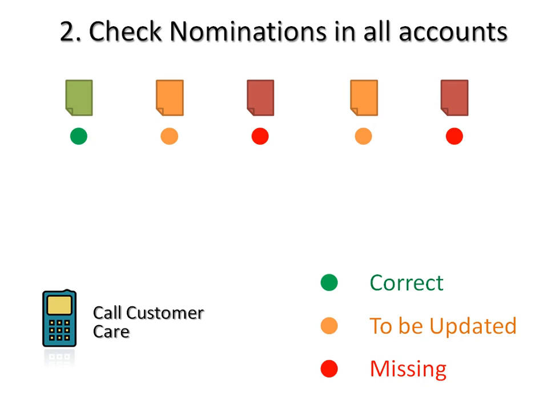The first thing is that you should target those accounts which have no nomination. You should complete the formalities and make sure that it has correct nominations. Once that is done, you should move on to those accounts where nominations are to be updated and then do the formalities there and complete the nominations part there. At the end, you should make sure that all the nominations are in place. Once this is done, a very important step is completed.